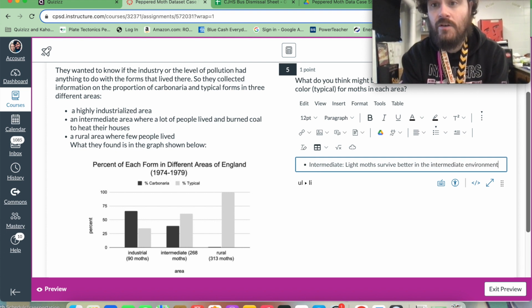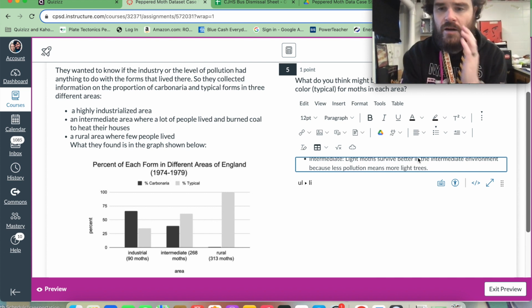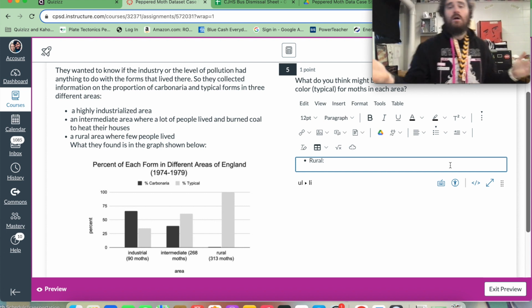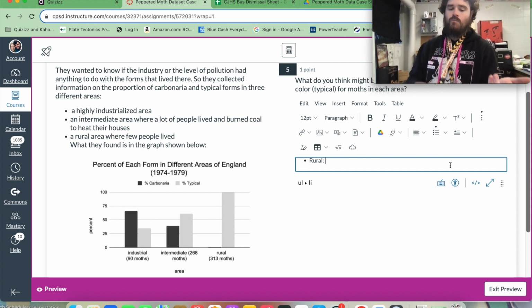And you've got to tell me why. Otherwise, there's got to be a reason. Because of less pollution. Think about it, less pollution means more light trees. All right, with this last one, rural. I mean, there's no pollution, so all the trees are light. So moths would survive what?